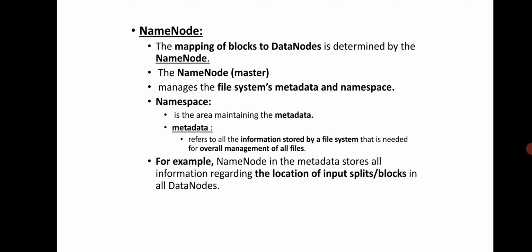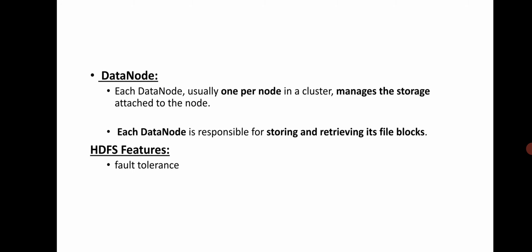The name node is the master node. It manages the file system's metadata and namespaces. Namespace is the area maintaining the metadata. Metadata refers to all the information stored by the file system that is needed for the overall management of all files. Then the data node. Each data node, usually one per node in the cluster, manages the storage attached to the node. Each data node is responsible for storing and retrieving file blocks.